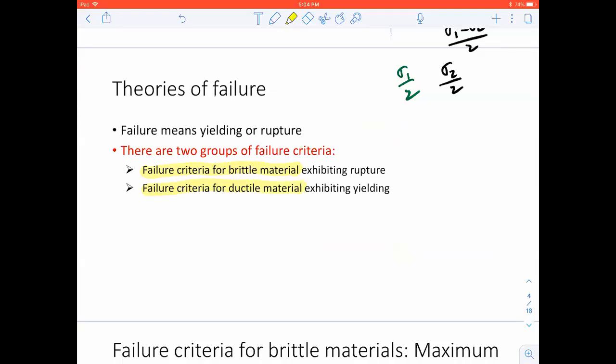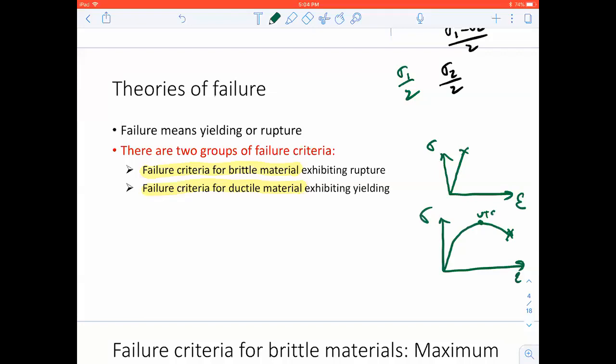For brittle material, if you remember from my ETM 2171 class, when we had stress versus strain, you will see it goes straight up and snaps. You do not see any yield point. A ductile material is going to go up like this and snap somewhere here. So this is your ultimate tensile strength, and somewhere here you're going to see your yielding strength.